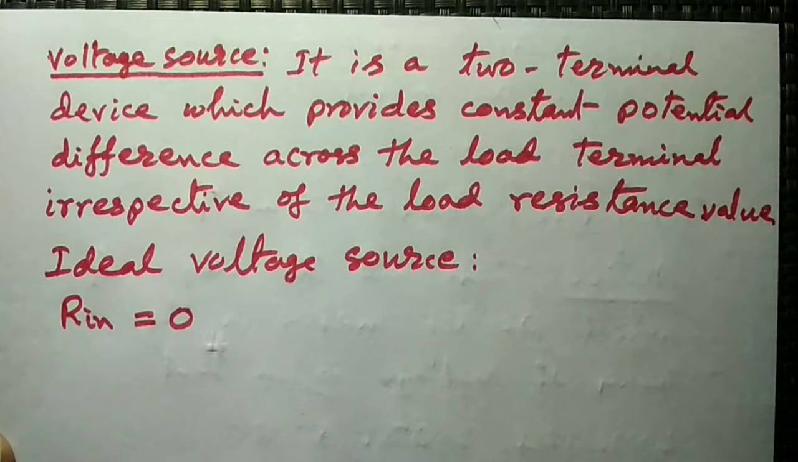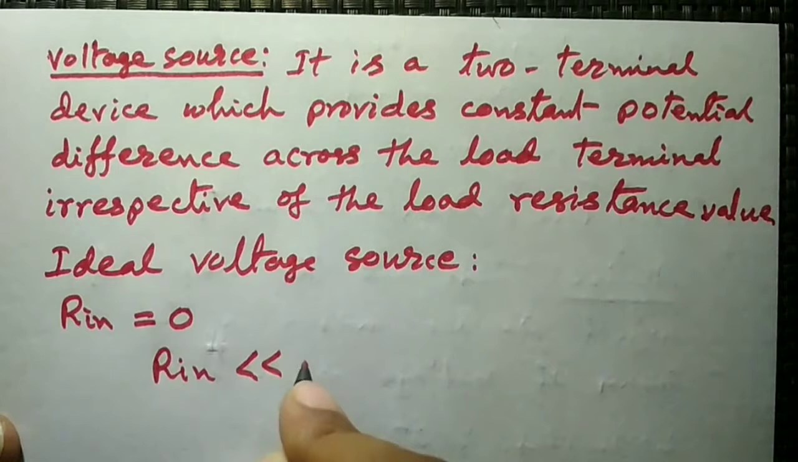That means there should be some amount of internal resistance, although the value of the internal resistance is very, very low. In other words, we can also define the voltage source as the energy source whose internal resistance is much less than the load resistance. This can also be considered as the voltage source.